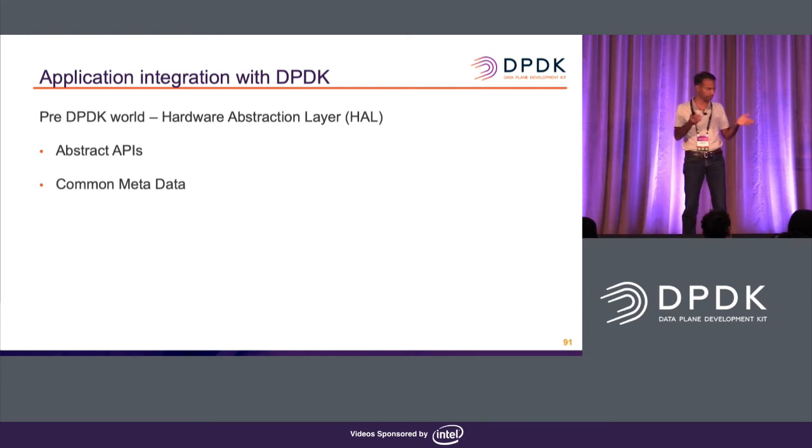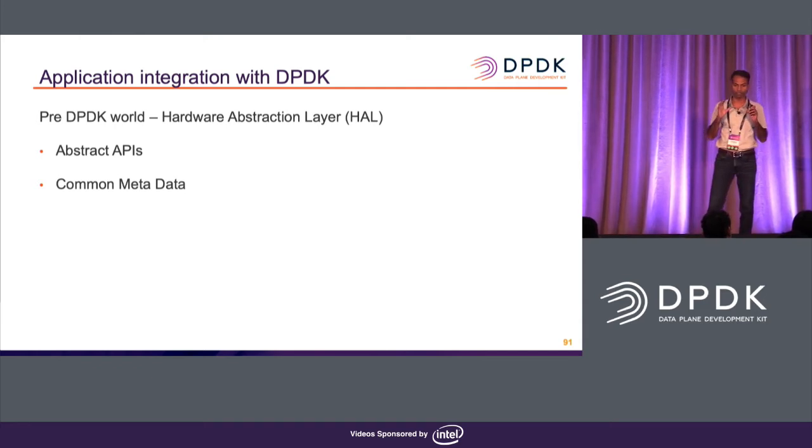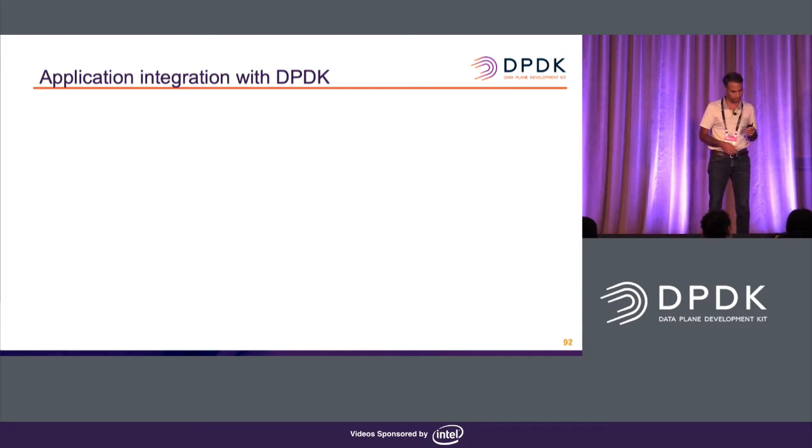Here, I'm using some of my past experience. This is what I saw, which might be a little different in different applications. The hardware abstraction layer, from my perspective, was implemented in two broad categories: one using abstract APIs, and the other using common metadata.